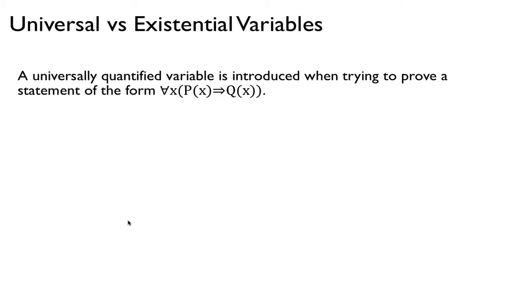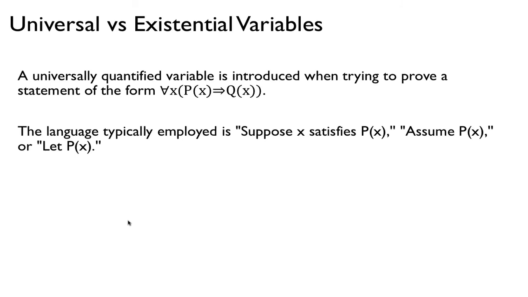A universally quantified variable is introduced when we try to prove something like: for all x, p of x implies q of x. The language we usually use in math to do this is to say, suppose that x satisfies p of x. Suppose that we have an arbitrary x, meaning any x. Or we can say assume p of x, or let p of x be true. These are different ways we say in math to begin to prove something like this. Then, assuming p of x, we want to prove q of x.